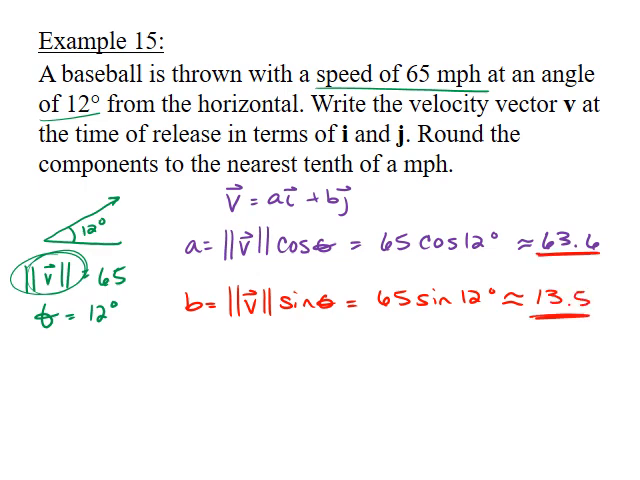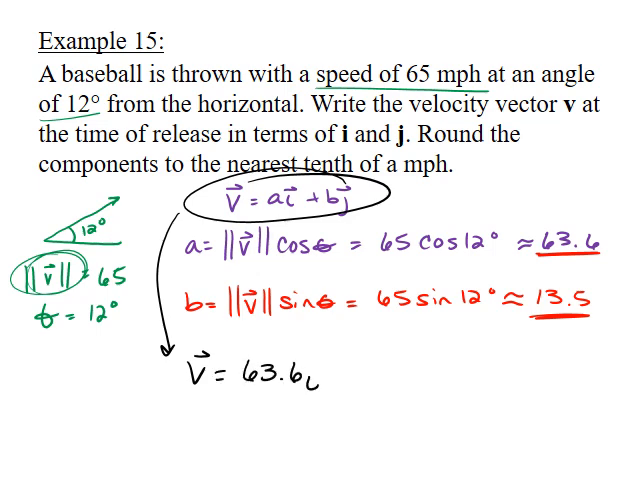So you know a, you know b, so you can find this. The velocity vector v at the time of release will be 63.6i plus 13.5j. And again, this is the horizontal component and the vertical component.